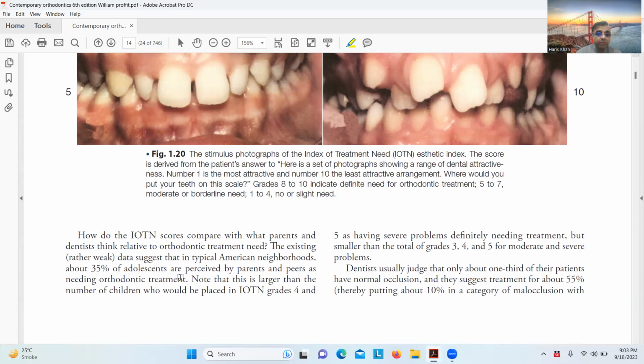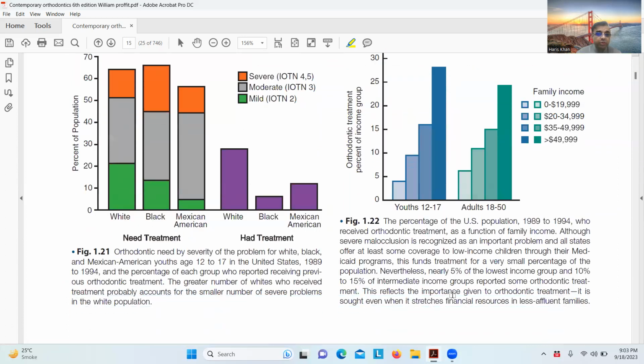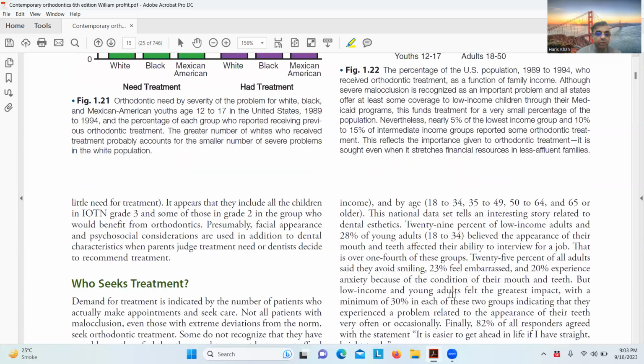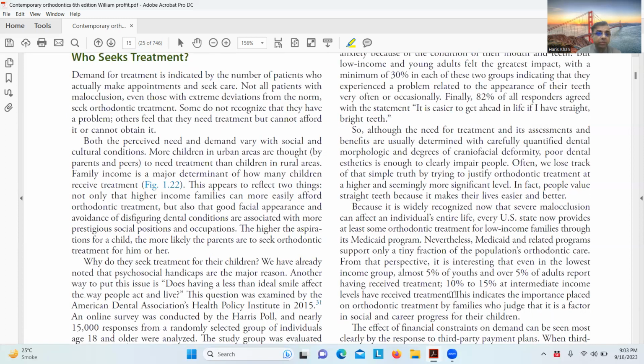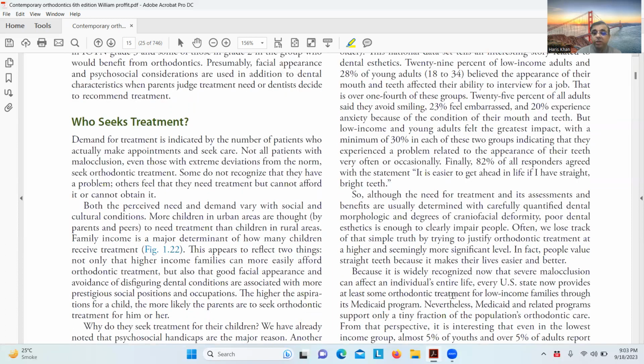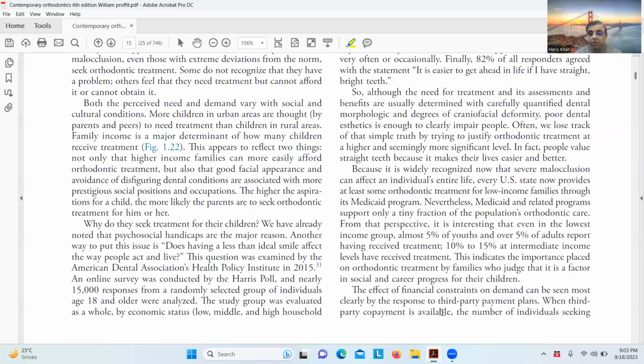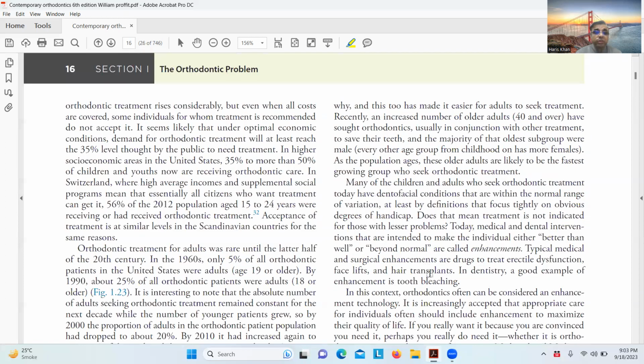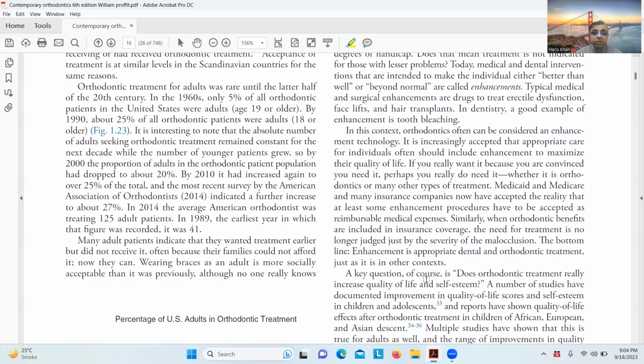So the IOTN score compared when this structure happened. Okay. Note that a larger number of children place IOTN 4 and 5 as a problem definitely. Not important, not important. That is usually 10% of IOTN, not important. White, black, not important. Who seeks orthodontic treatment? Demand for treatment, both perceived need and varying with the social. Why do patients seek orthodontic treatment? For all these, you can give a read and just write two lines for yourself, right? Even in the lowest income group, almost 5% using. So this is something not important, I consider.